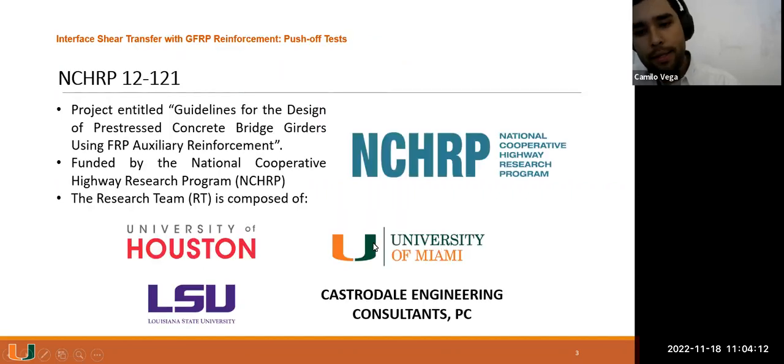Okay, so let's get started with the brief description of the project. The NCHRP project number 12121 is a project funded by the National Cooperative Highway Research Program. In fact, the general title of the project is Guidelines for the Design of Pre-Stressed Concrete Bridge Girders Using FRP Auxiliary Reinforcement. The research team of the project is composed of different universities and consultants: the University of Houston, University of Miami, Louisiana State University, and also Castrodale Engineering Consultants.